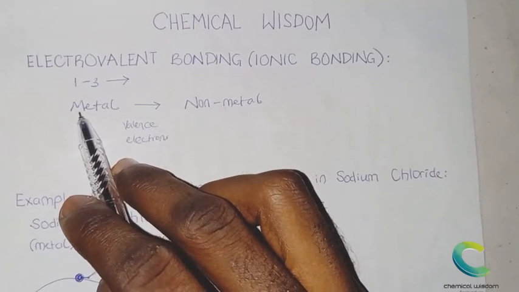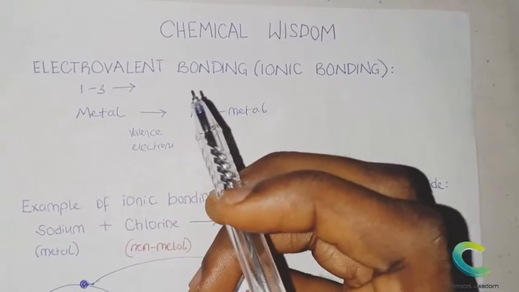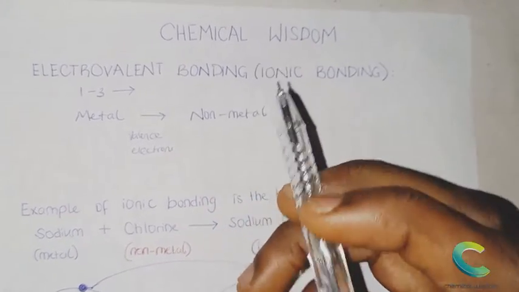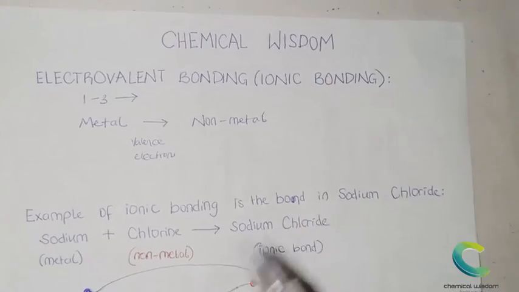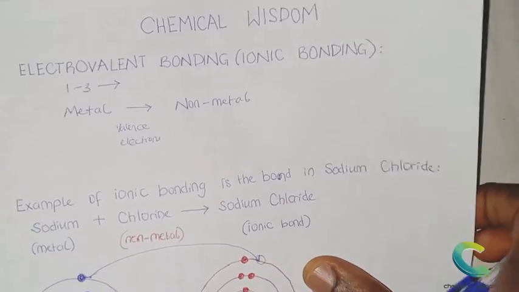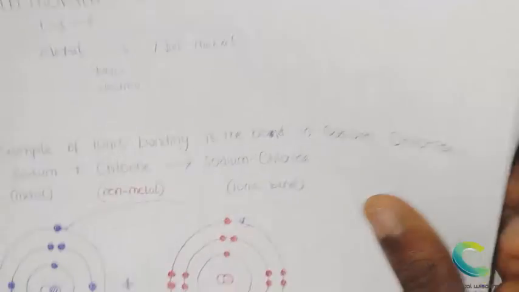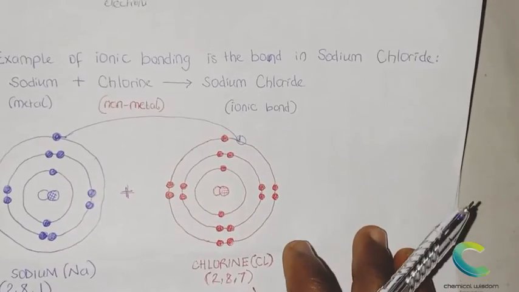The main purpose of bonding is to form an atom that has a completely filled valence shell. We are going to be looking at it in the examples below. The first example of electrovalent bonding is the bond in sodium chloride.